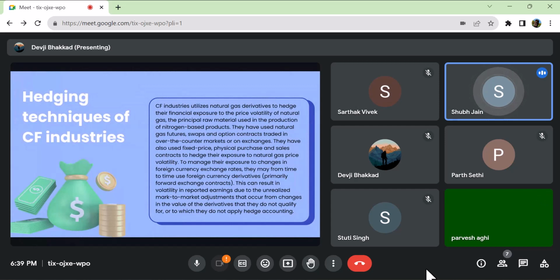So basically, I would first like to tell what CF Industries is. CF Industries is a company that operates in the fertilizer manufacturing industry. Talking about its hedging techniques, they employ various techniques to mitigate financial exposure to natural gas price volatility, a crucial factor in the production of nitrogen-based products. The company utilizes natural gas derivatives such as futures, swaps and options traded on exchanges or over-the-counter markets. Additionally, fixed price physical purchase and sale contracts are also employed to hedge against natural gas price fluctuations.